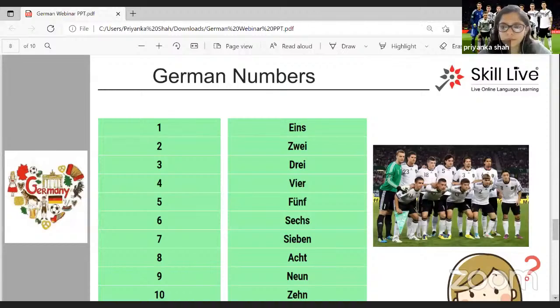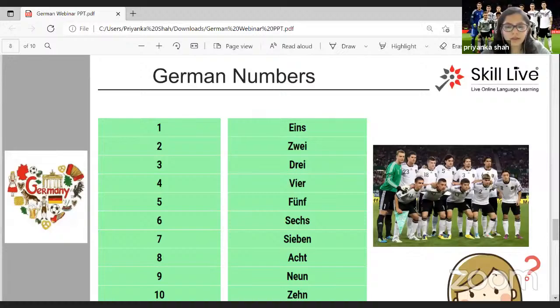And the numbers. So let us count. Okay, let us count the team. So, eins, zwei, drei, vier, fünf, sechs, sieben, acht, neun, zehn, and elf. Okay, 11.